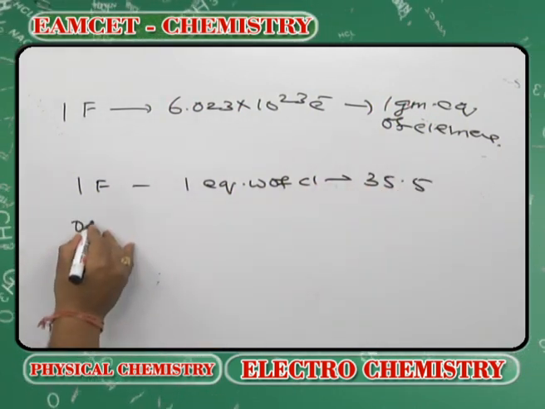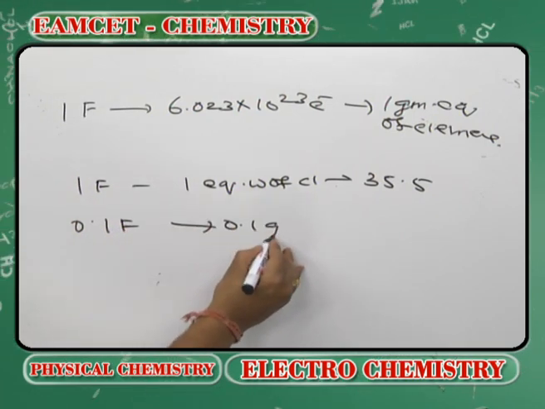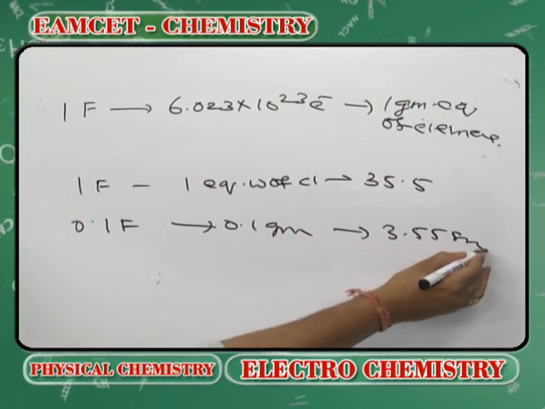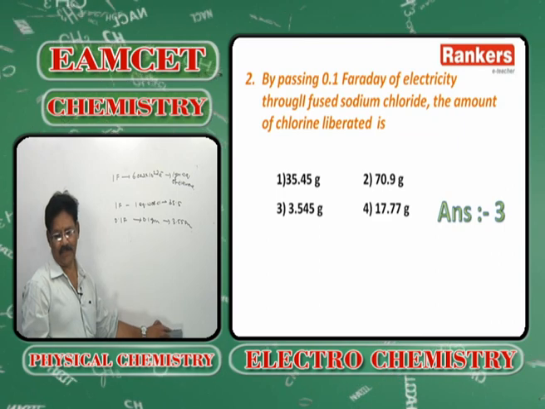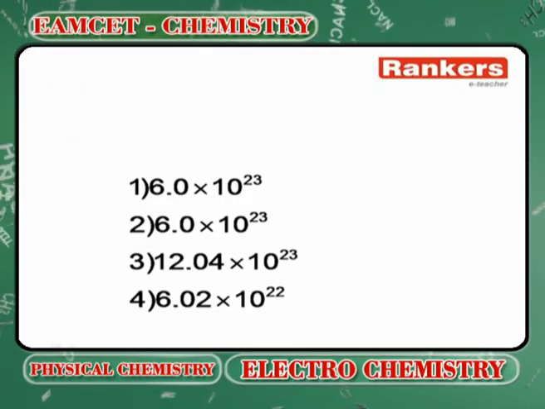0.1 farad can liberate 0.1 gram equivalent weight, that is equal to 3.55 grams. So option 3 is the answer. Next question.